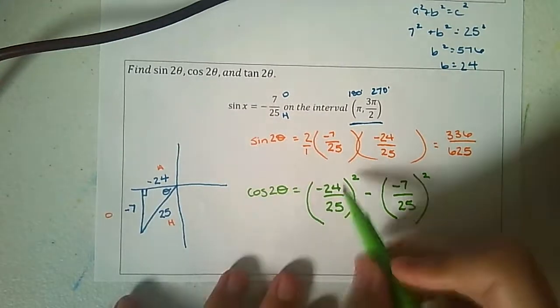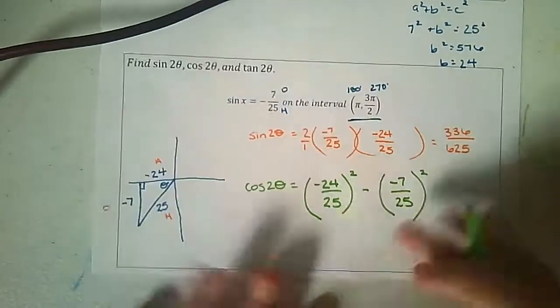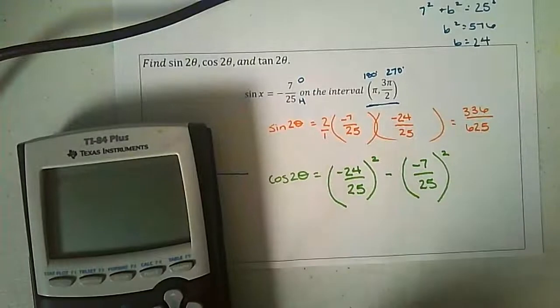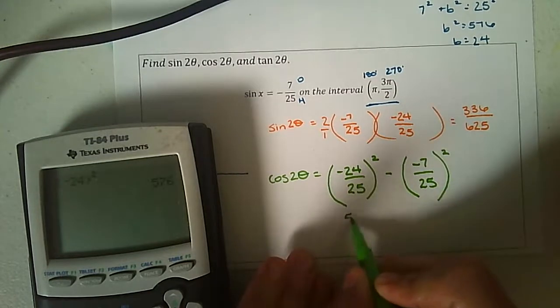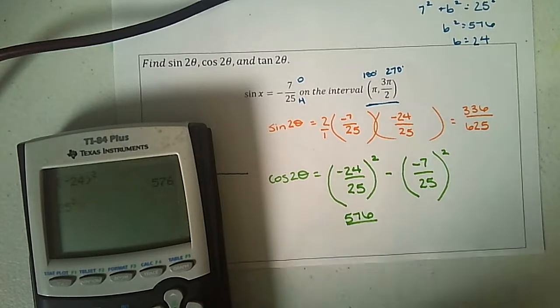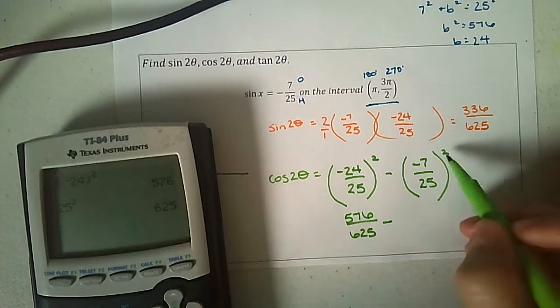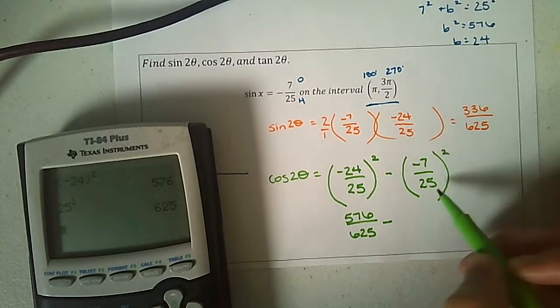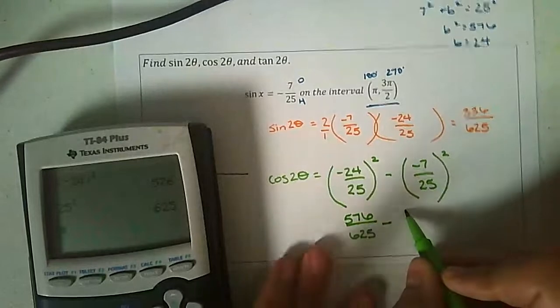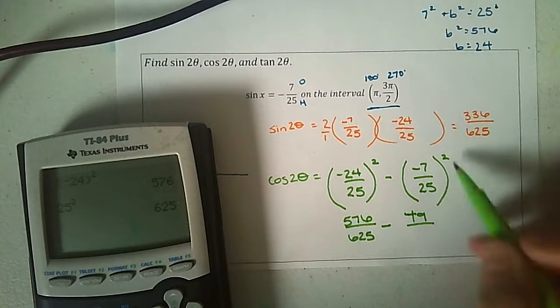Now let's go ahead and clean this up. I'm going to remember our properties of exponents. We really square the top and the bottom. So negative 24 squared gives us 576, and 25 squared is 625. Same thing over here. I'm going to distribute that square to top and bottom. Negative 7 squared is really 49, and we just found out that 25 squared is 625.